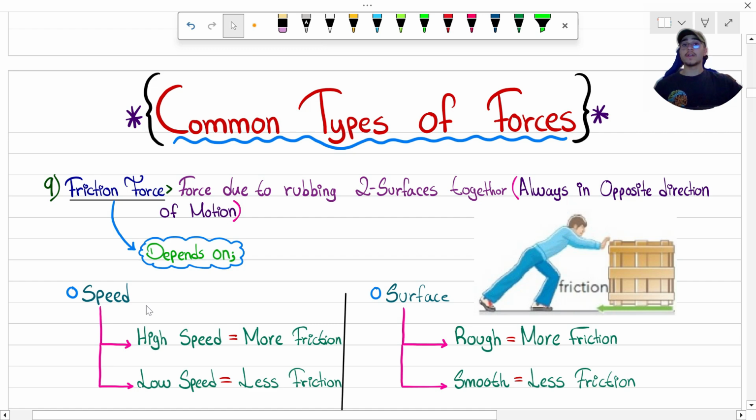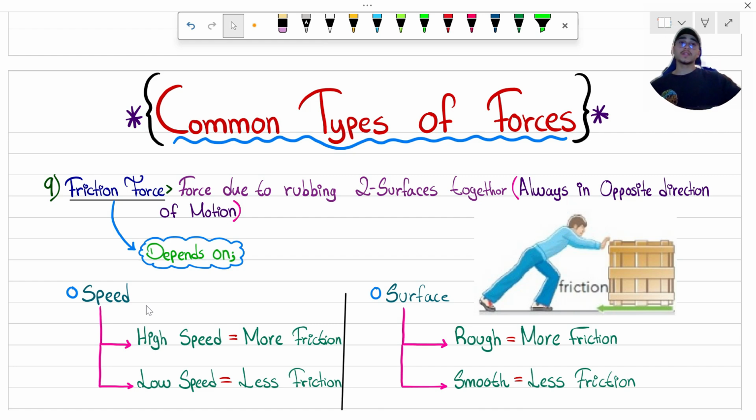Another very common and very important force in our syllabus is the friction force. This is the force between rubbing two surfaces together. One surface, two surfaces, rubbing them together. It always acts in the opposite direction of motion. If motion is going forward, your friction is going to be backward. Motion is going left, friction is right, and so on.